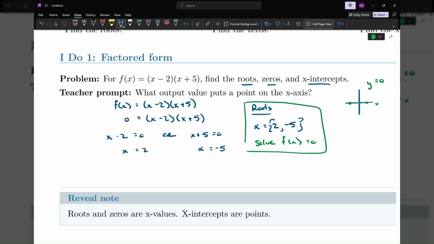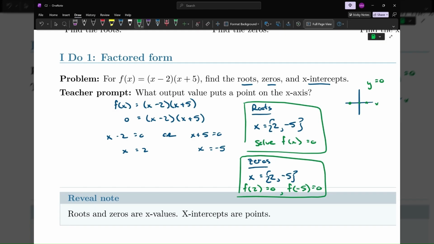Next up is zeros. Let's look at zeros. Our zeros here are again x equals 2 and x equals negative 5. Those are the same answers. What the zeros tell us is that f of 2, if I input 2, I get 0 back. If I input negative 5, I get 0 back. That's why they're called zeros. Now notice those two are both just the x. It's just, here's the answer, x. I don't care about y at all.